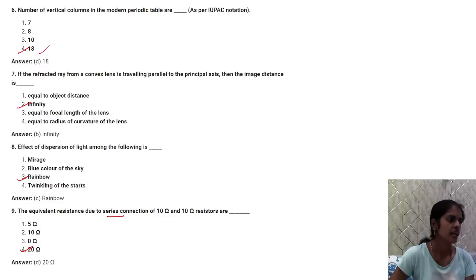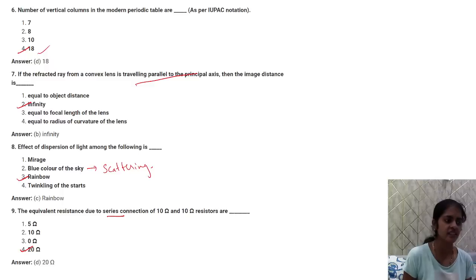18. If the refracted ray from a convex lens is traveling parallel to the principal axis, then the image distance is, okay, they are parallel to the principal axis, then the image will be at infinity. Okay, the effect of dispersion of light is seen where? Dispersion of light is seen in a rainbow. Here the blue color is because of scattering, we have learned, isn't it?